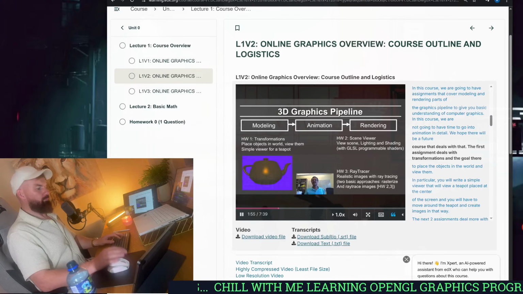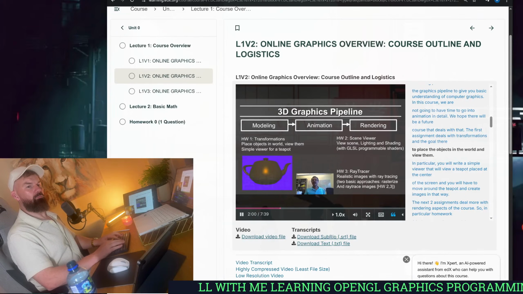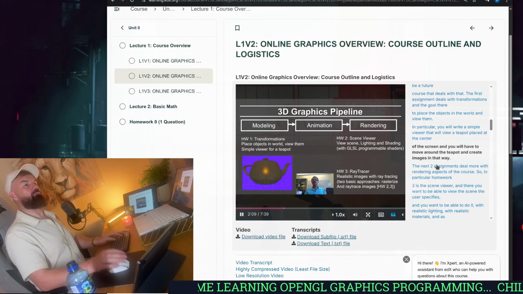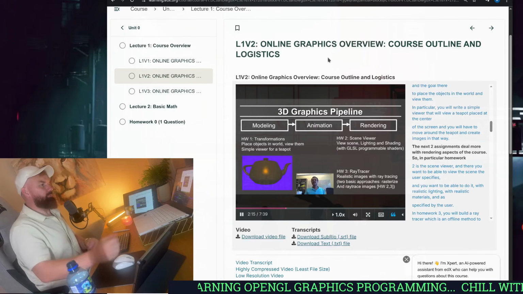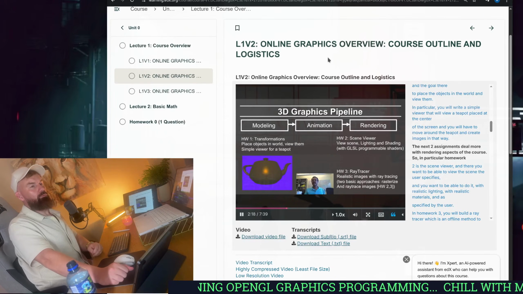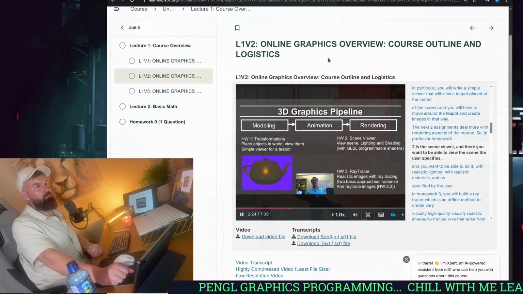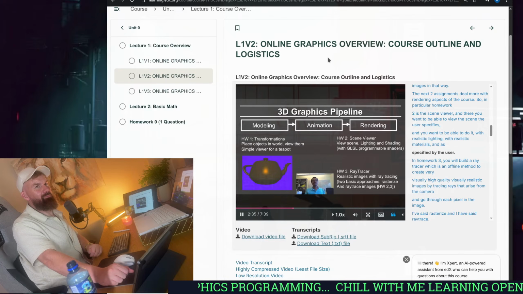The first assignment deals with transformations, and the goal there is to place the objects in the world and view them. In particular, you will write a simple viewer that will view a teapot placed at the center of the screen, and you will have to move around the teapot and create images in that way. Transformations. The next two assignments deal more with the rendering aspects of the course. So in particular, homework 2 is a scene viewer. And there you want to be able to view the scene the user specifies, and you want to be able to do it with realistic lighting, with realistic materials, and as specified by the user.